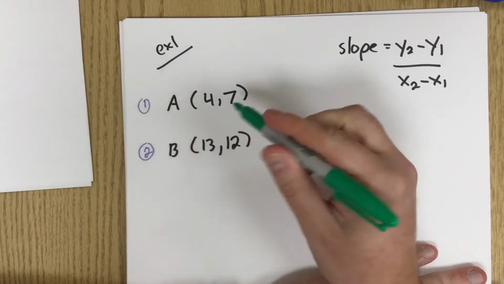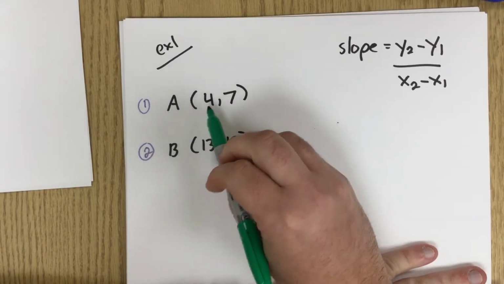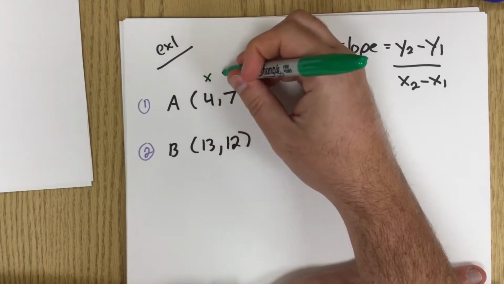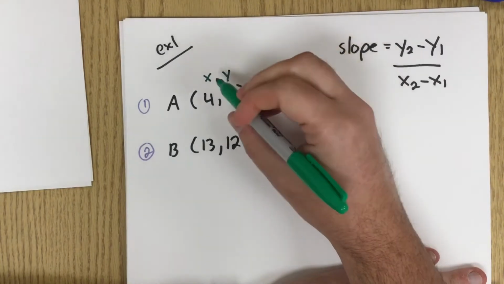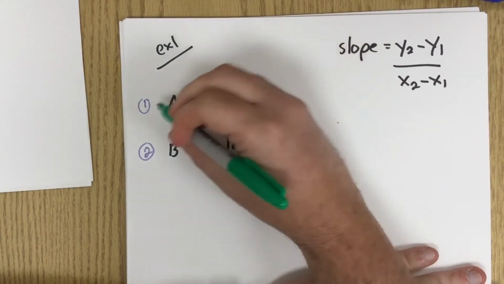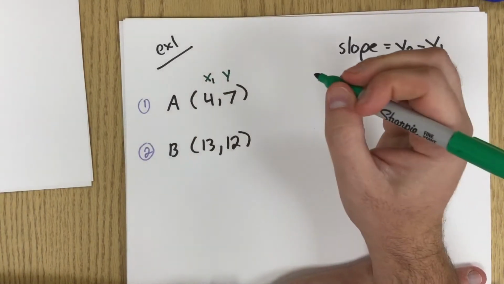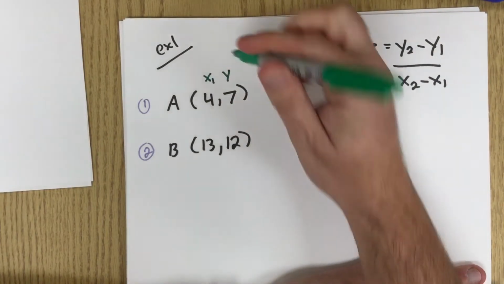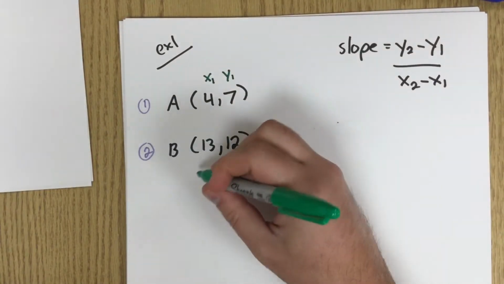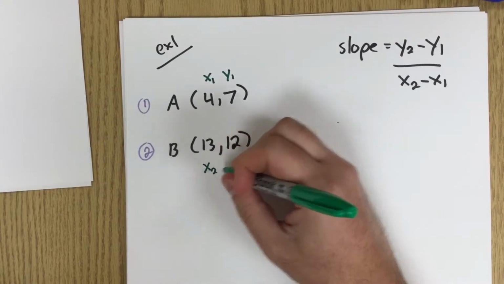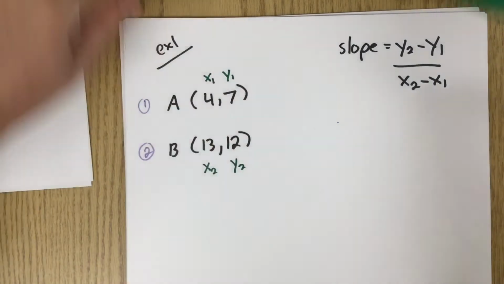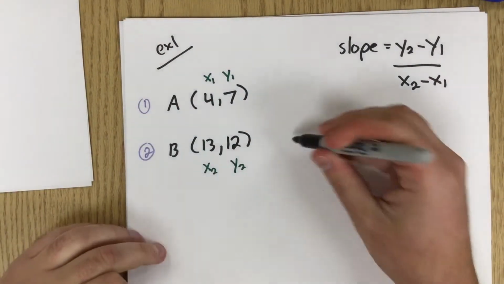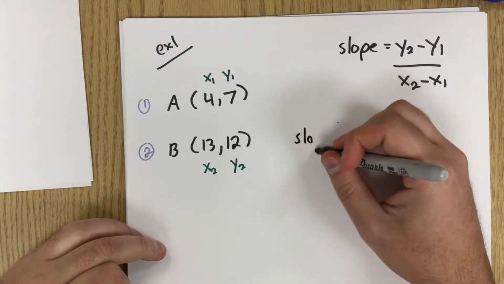And what we're going to do is label these numbers now. So we know that we have x and y. A point is the x value then the y value. This is the x value of the first point, so we're going to call this x1. This is the y value of the first point, so we're going to call it y1. Similarly, we're going to call this x2, and this y2. Now we're going to use the formula, and we're going to plug things in.